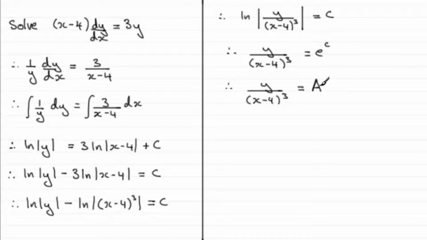Okay, so if I need to make y the subject, we're going to have therefore y equals that constant A multiplied by x minus 4 all cubed. Now that's one way of arriving at y. There's other ways that you can do it. I'll show you another common method that is used.